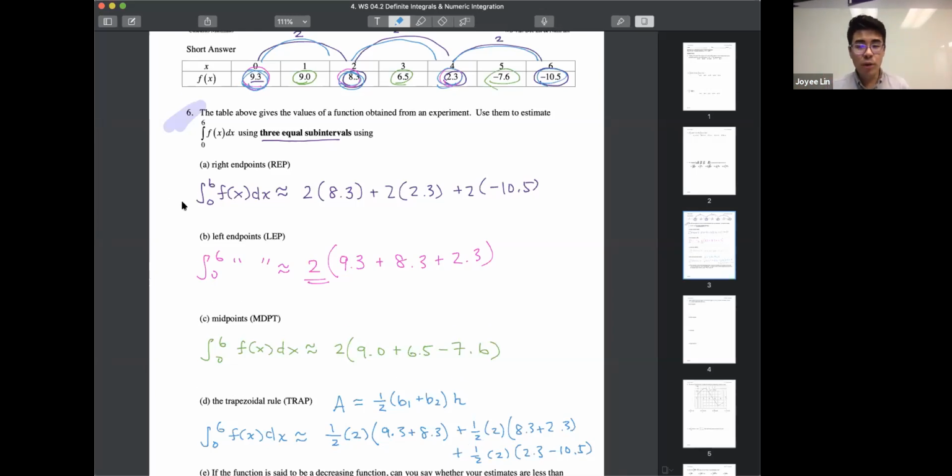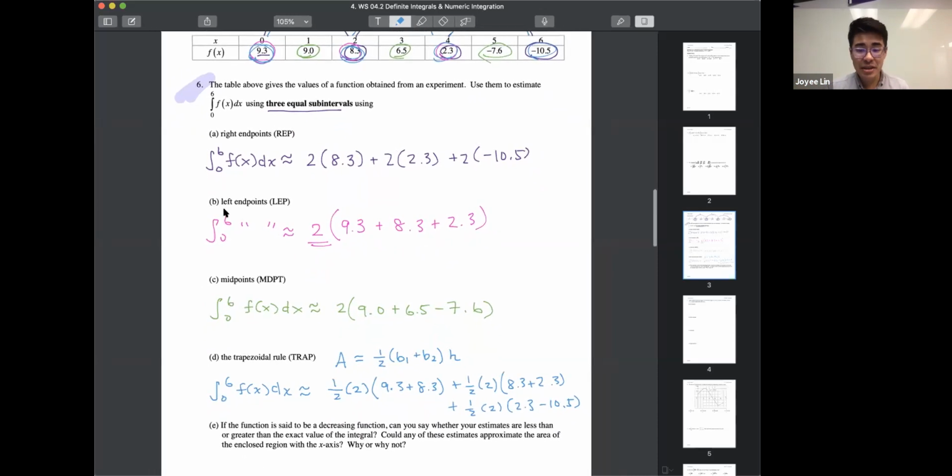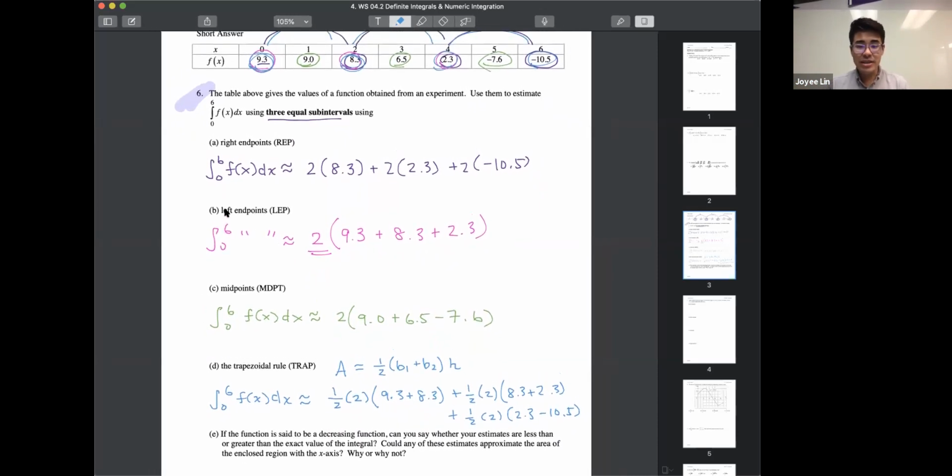And then one more question that they could ask you. It says, if the function is said to be decreasing, can you say whether your estimates are less than or equal to the exact value of the integral? Are you over approximating or under approximating if you have a monotonic decreasing function? Let's go for right endpoints. If you have right endpoints, are you over or under approximating?